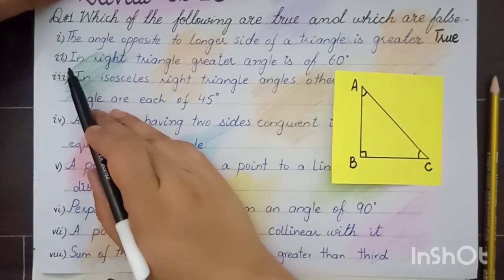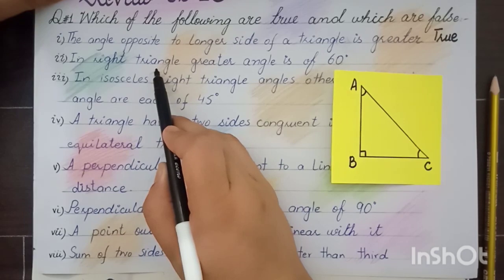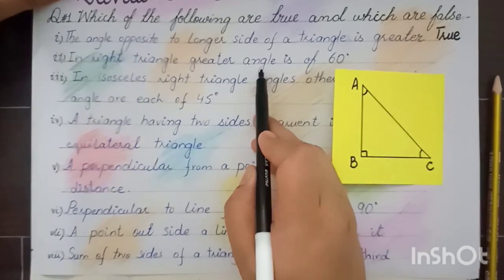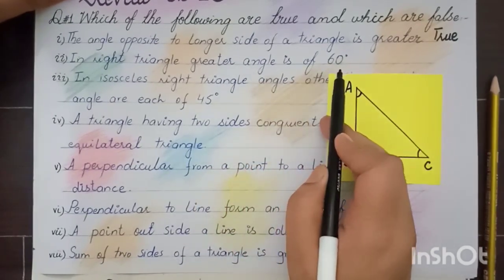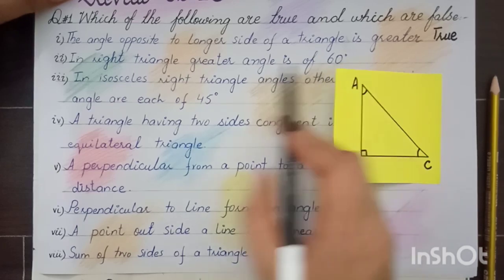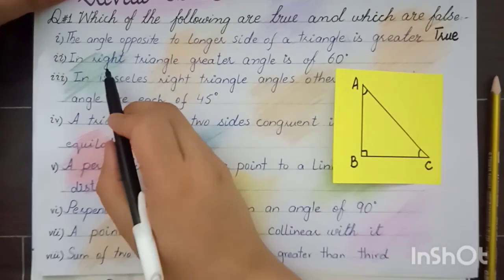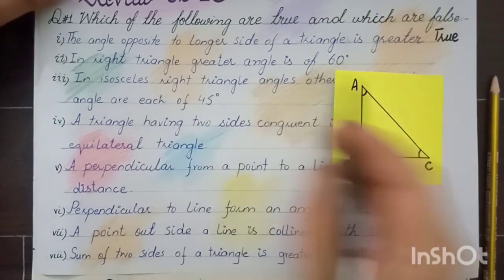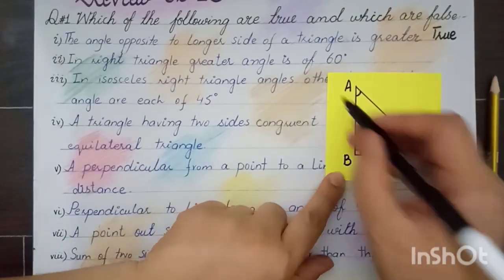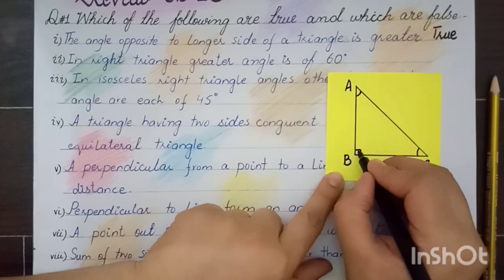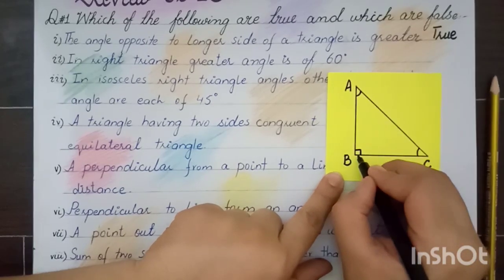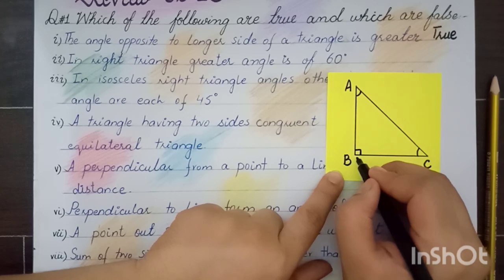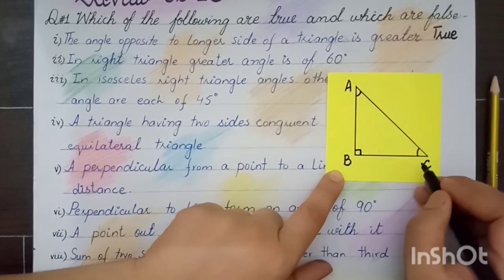Our second point is, in a right triangle, the greater angle is of 60 degrees. For the understanding of this point, first of all we will discuss what a right triangle is. We also know that a triangle whose one angle is equal to 90 degrees is called a right triangle. So this is a right triangle.